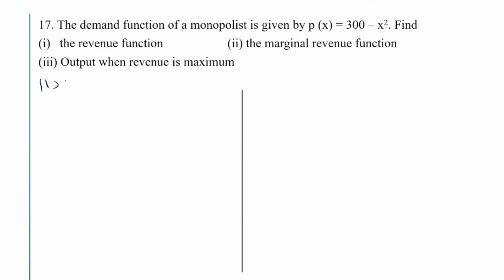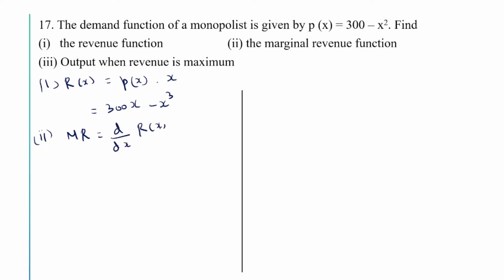The revenue function is nothing but P of x into x. So it is equal to 300x minus x cube. So this is the revenue function. The second subdivision is we have to find the marginal revenue function. Marginal revenue function is d by dx of the revenue function. So it is equal to 300 minus 3x square.